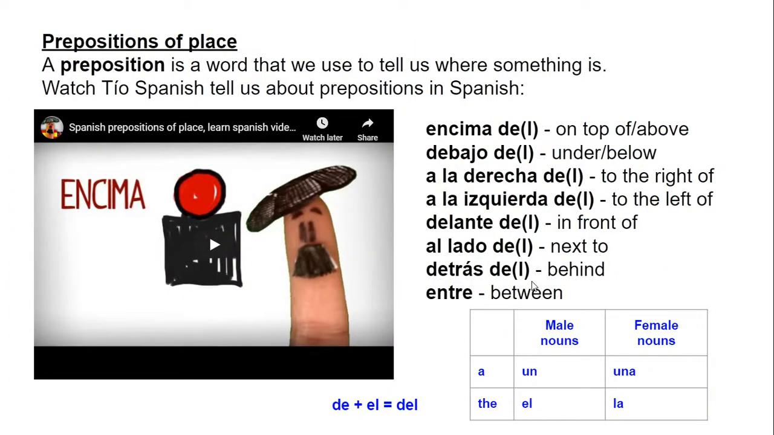Right, on the next slide, we're going to look at learning target 2, which is prepositions. What's a preposition? A preposition is a word that we use to tell us where something is. So right now, I'm working on my laptop. My laptop is on the table. The word on tells me where the laptop is, okay?